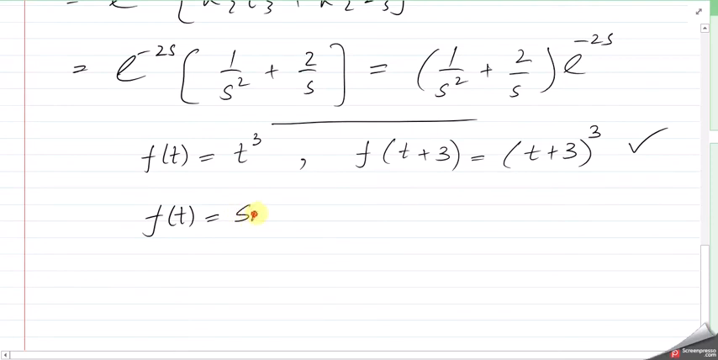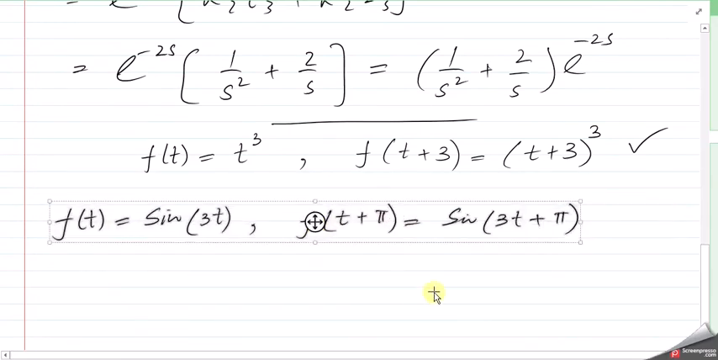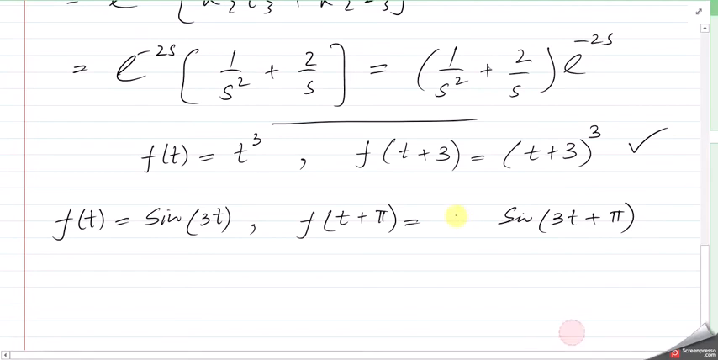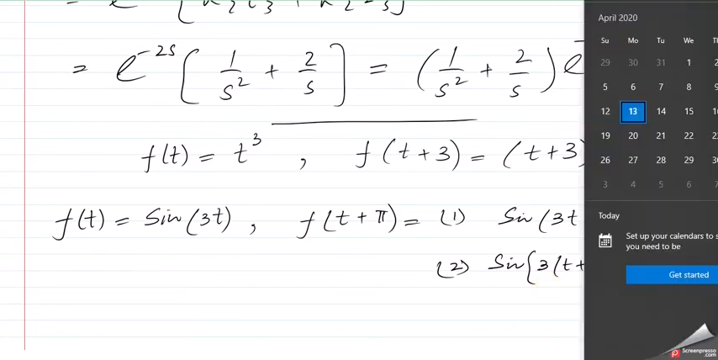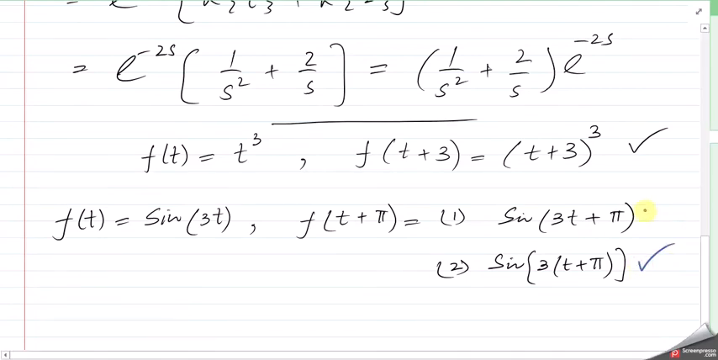Let's say we have sine of 3t. What would be f of t plus pi? Will it be sine of 3t plus pi? Pause the video, think about it. First answer, sine of 3t plus pi. Second possibility, sine of 3 times t plus pi, like this. Which one would you choose? The correct answer is this one. This is the wrong answer.